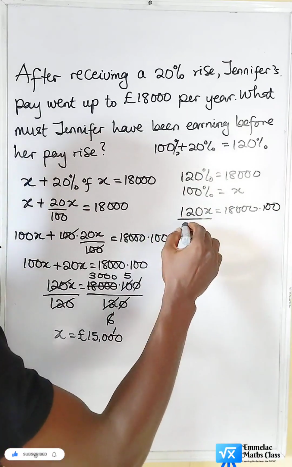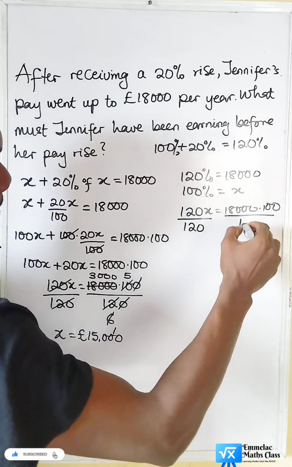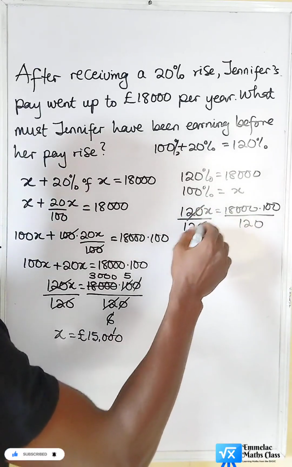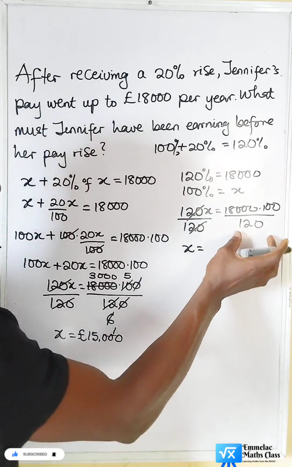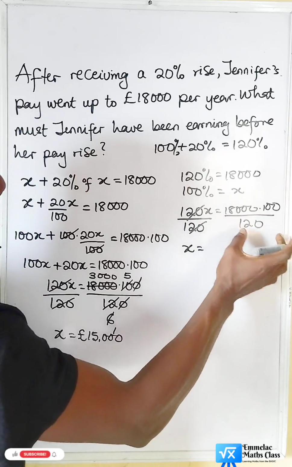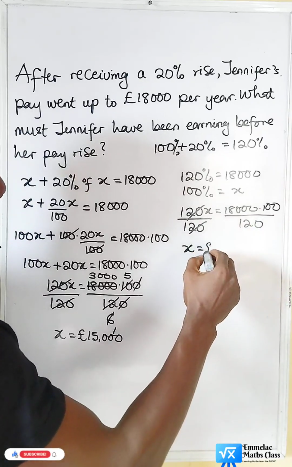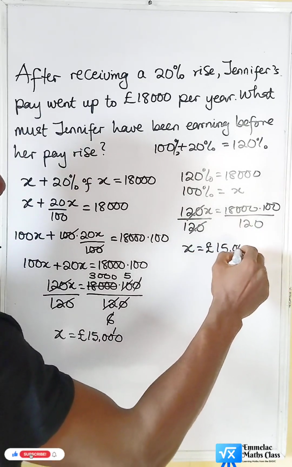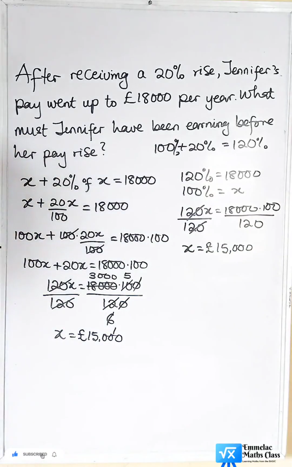Now when we divide both sides by 120, we end up having that X equals, resolving the right hand side, 15,000 pounds. So which of these methods is okay for you?